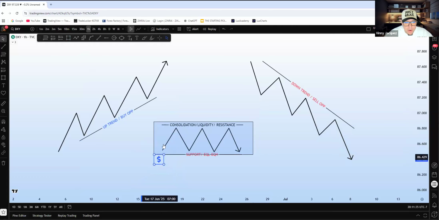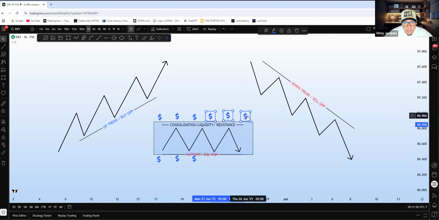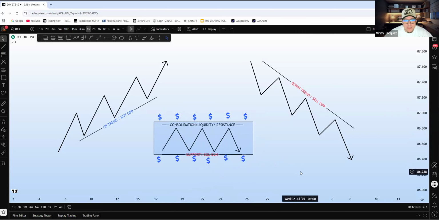So people are buying down here and selling up here. Buying down here, selling up here. Buying, selling, and they rinse and repeat. And that's what makes support and resistance. That's what makes consolidation. That's what makes equal lows and equal highs. Give me a 1 if that makes sense, and give me a question mark if you are still confused.